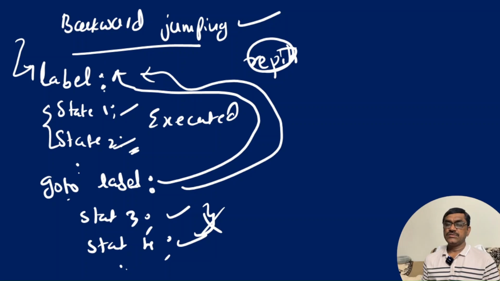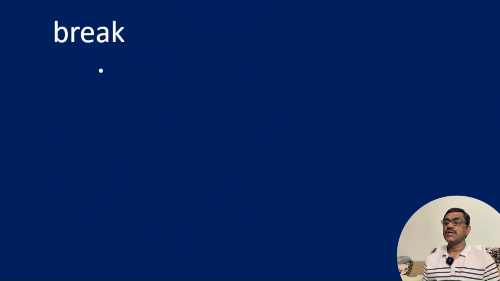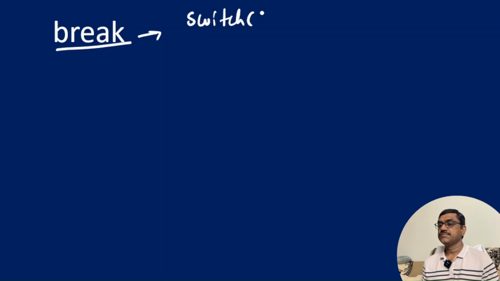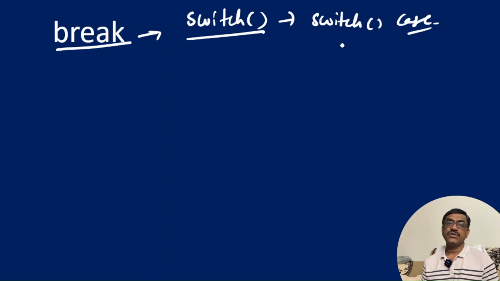Now, after the goto statement, we go for the next unconditional control statement, that is break. Why do we use the break statement? When we discussed the concept of the switch statement, or we can call it switch case, both names you can write, in the switch statement we have used the break.